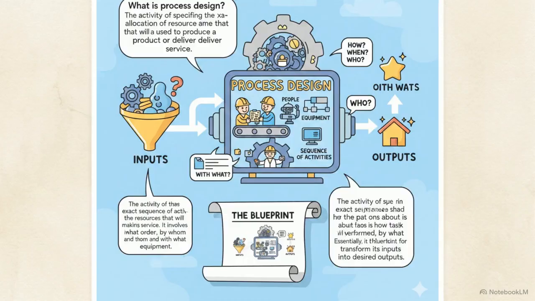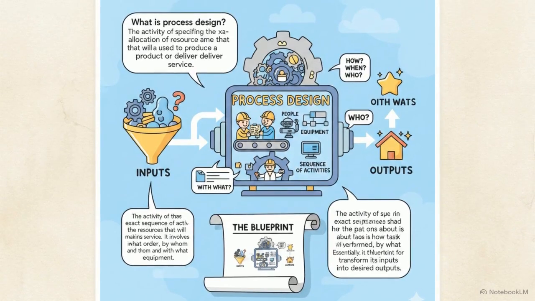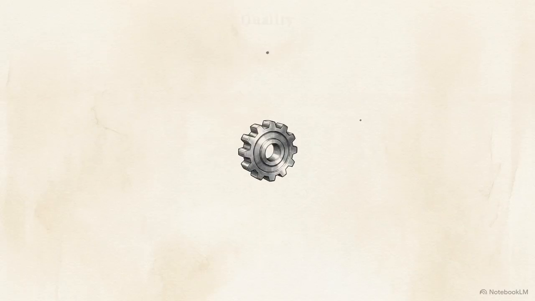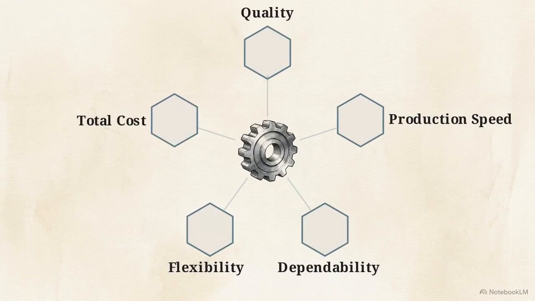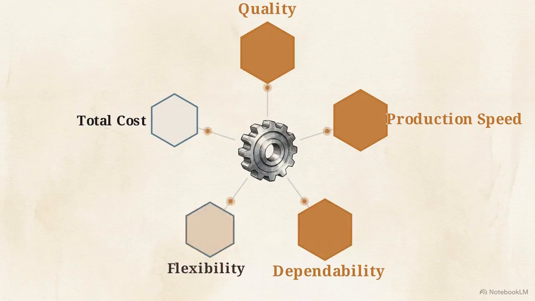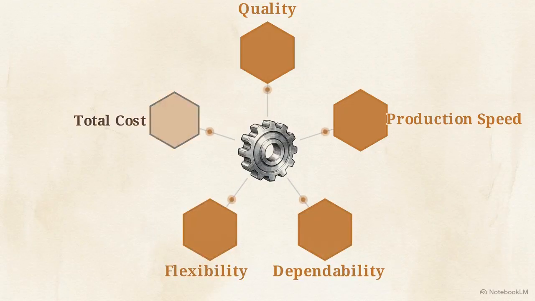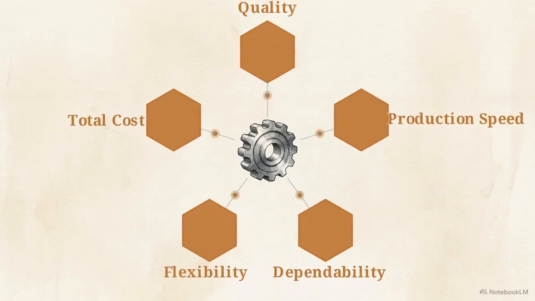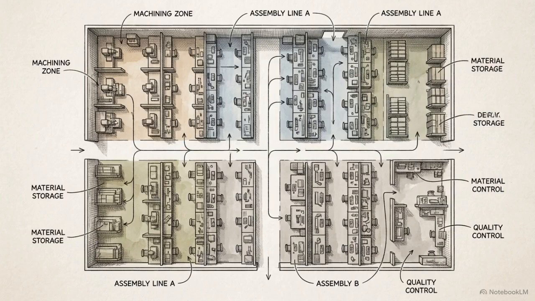Process design provides the exact blueprint for that transformation. It specifies the sequence of activities, the allocation of resources, and the equipment required to move from the input funnel to the final product. Every choice made in these decision bubbles defines the boundaries of your operations. The sequence of activities dictates your quality, your production speed, the dependability of your deliveries, your flexibility to change, and your total cost. This design serves as the physical manifestation of an organization's business strategy.